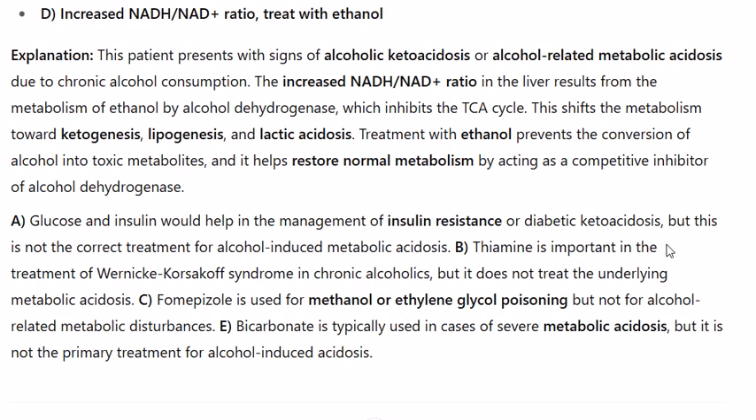A. Glucose and insulin would help in the management of insulin resistance or diabetic ketoacidosis, but this is not the correct treatment for alcohol-induced metabolic acidosis. B. Thiamine is important in the treatment of Wernicke-Korsakoff syndrome in chronic alcoholics, but it does not treat the underlying metabolic acidosis. C. Fomepizole is used for methanol or ethylene glycol poisoning, but not for alcohol-related metabolic disturbances. E. Bicarbonate is typically used in cases of metabolic acidosis, but it is not the primary treatment for alcohol-induced acidosis.